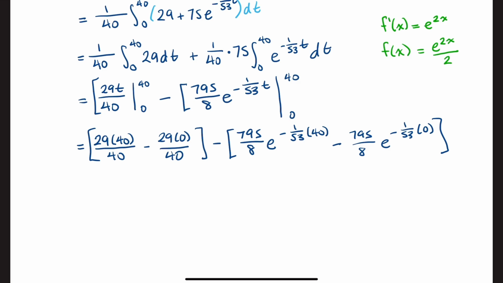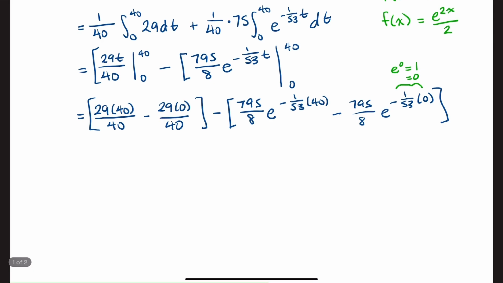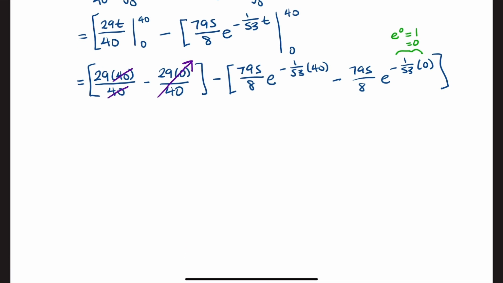And right off the bat, I know that this is going to equal 0. And this is going to be e to the 0, which is just equal to 1. Likewise here, I'm going to have 29 times 0, which is a 0, so this entire thing will just go away. This 40 and 40 will cancel out, so that simplifies a lot for us. So now we have 29 minus 795 divided by 8 multiplied by e to the negative 40 over 53 plus 795 divided by 8.